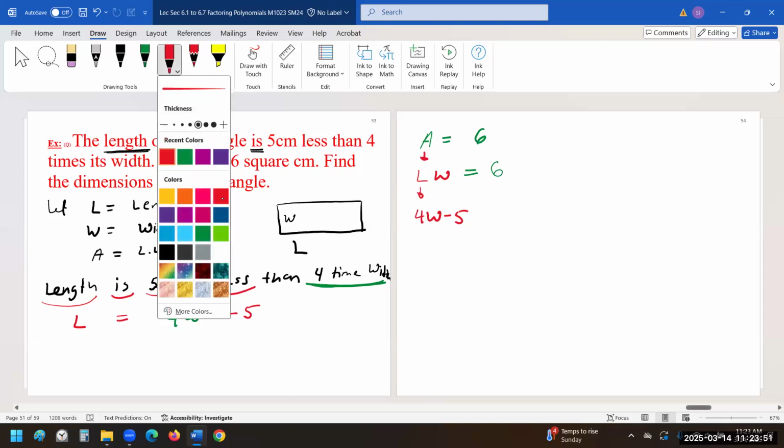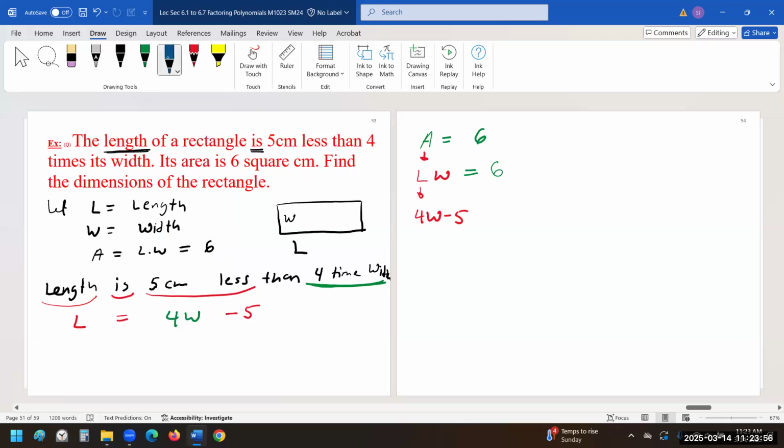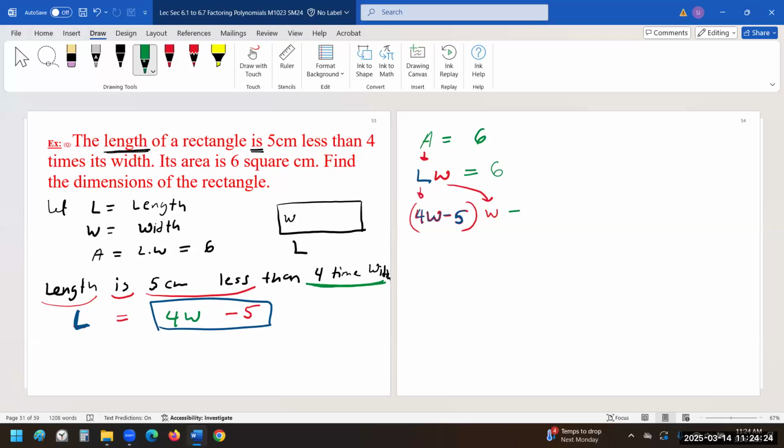Let me change the color to something different. Green? I don't know, green. Blue. L is this entire expression. So instead of this L, we write 4W minus 5. And we still have our W, right? So we just change length into something that has W in it, make it more W. And we know this result has to be 6.